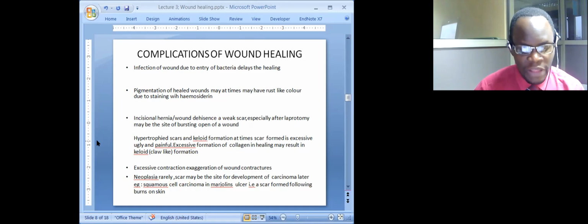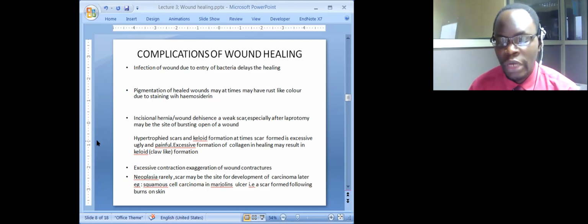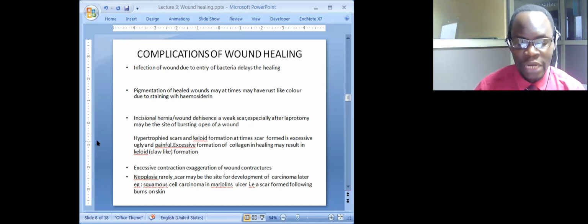Then the other one is excessive contraction, which can lead to formation of contractures. Like, for example, someone healed, but the place contracted, and therefore the person is unable to use that part effectively because of the contractures that have been formed. The other one is in the process of wound healing, you can have neoplasia, or maybe carcinoma developing in the process of wound healing. This is very common with skin cancer, and that can also be one of the complications of wound healing.